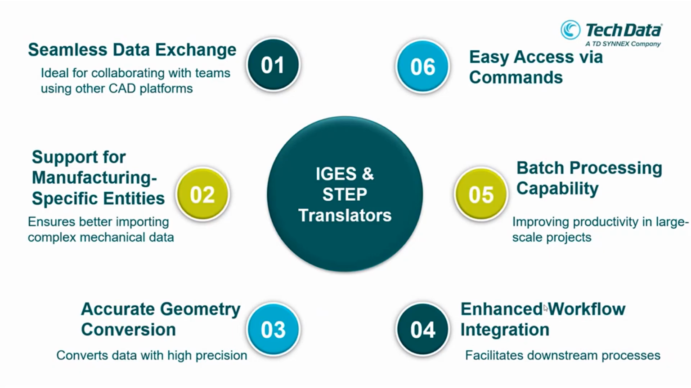Batch processing capability: you can automate the translation of multiple files using a script or even the script generator, improving productivity on larger projects. You can also make use of multiple commands such as IGESIN, IGESOUT, STEPIN, and STEPOUT. These commands help you import files from IGES and STEP formats, and also export files from DWG to STEP and IGES.